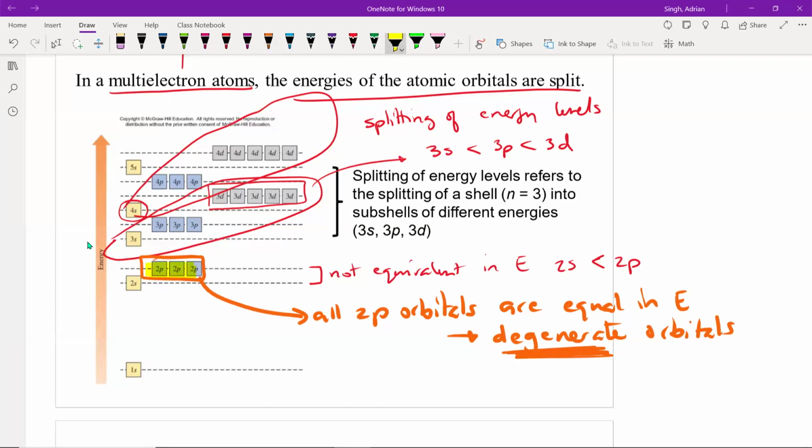All of the 3p are degenerate to each other. All of the 3ds, all of the 4ps are degenerate to each other. All the 4ds are degenerate. And again, that makes sense because they all belong to the same subshell, which is the d in the case of the 4d, or the p in the case of the 4p.